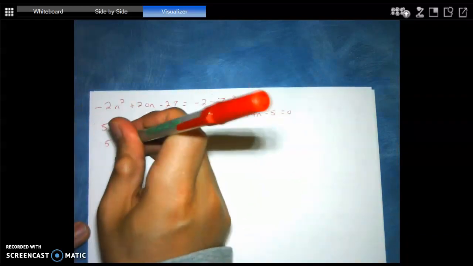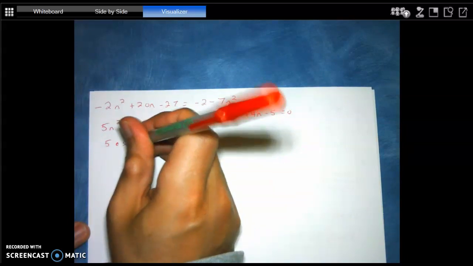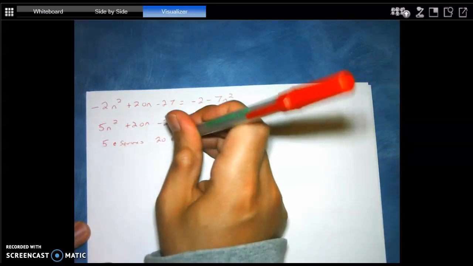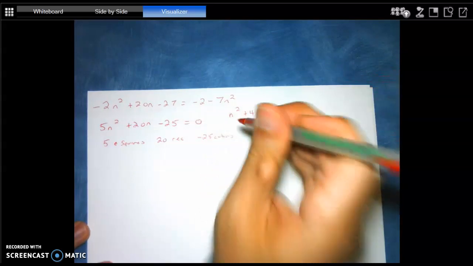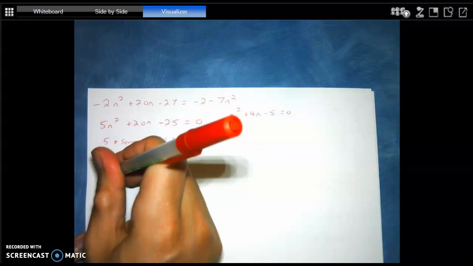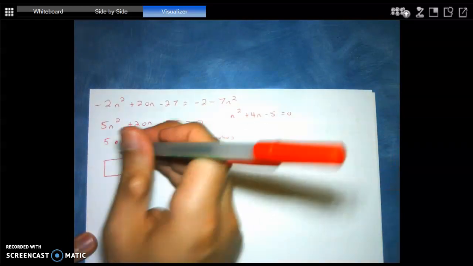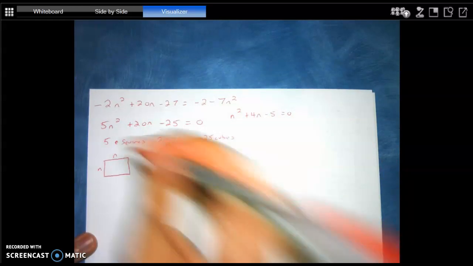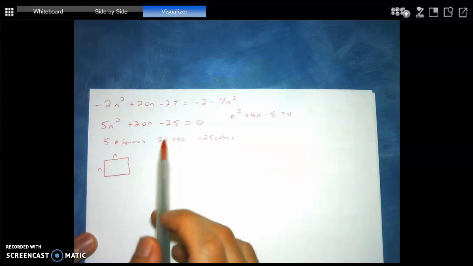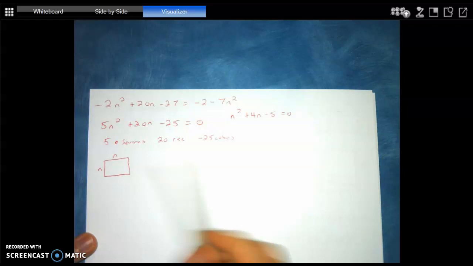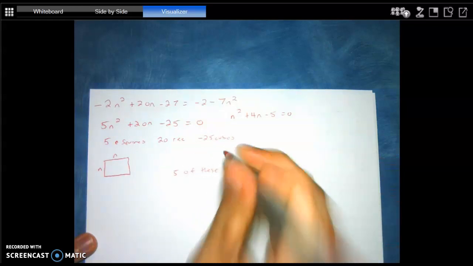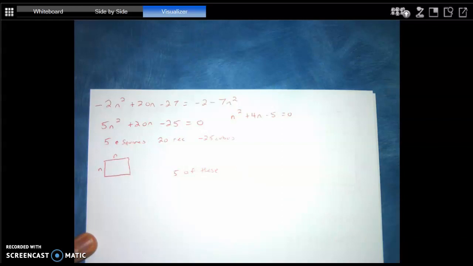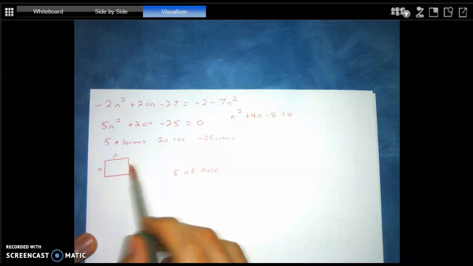So I have 5 squares, 20 rectangles, and I'm in the hole 25 cubes. I'm going to start by drawing one of those squares. That's going to be an n by n square. I have 20 rectangles that I need to split across the 5, because remember there are 5 of these. So each of the squares is going to get 4, and then I have to split that evenly right and down.